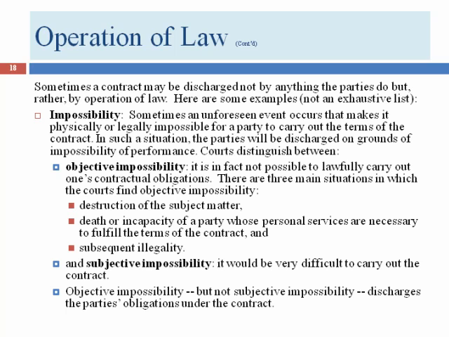So objective impossibility means that here are the common categories that courts are going to find are objectively impossible. One is destruction of the subject matter, destruction of the house, for example. A subsequent illegality, of course, that's the example of the brothel that is no longer lawful. Or it could be the death or incapacity of a party whose personal services are necessary.